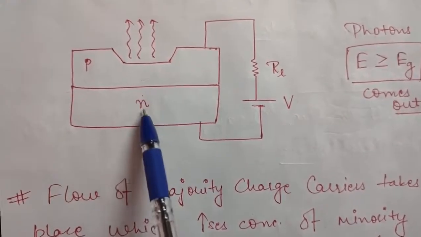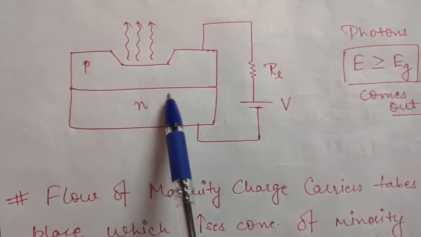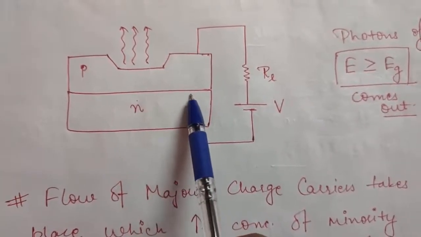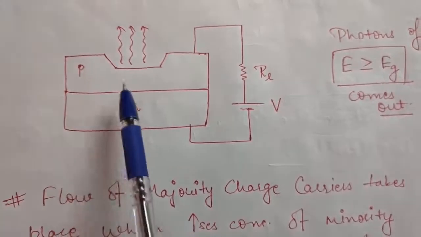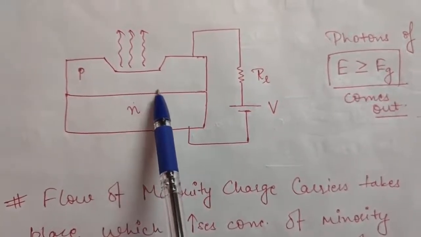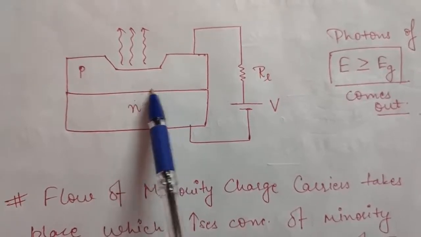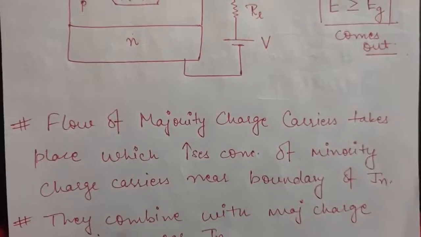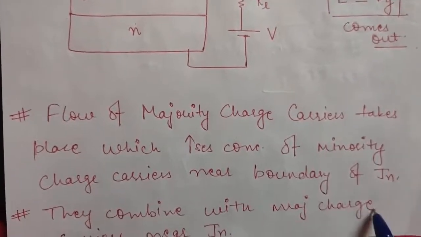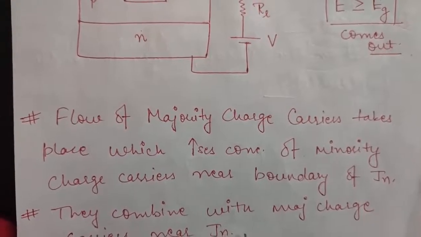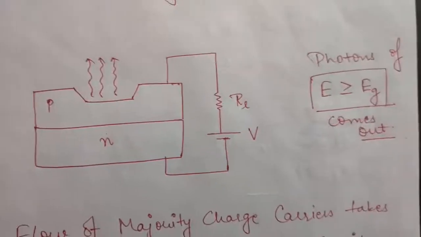That is, in n type, the minority charge carriers, that is holes, will start to combine with electrons which are present near the boundary, and in p type, electrons are minority charge carriers, so they will start combining with holes which are near the boundary. So what will happen? These minority charge carriers will combine with the majority charge carriers which are near the boundary of the junction. So now what will happen?